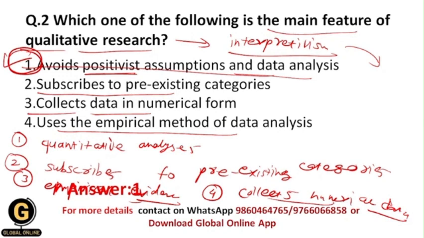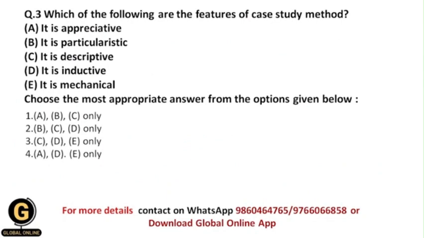And if you observe the below 3 options, then you will understand that all of these 3 options come under the characteristics of positivist assumptions only. And that's why the correct answer over here is 1. Okay, which of the following are the features of the case study method? Whether it is appreciative, or particularistic, or descriptive, or inductive, or mechanical.